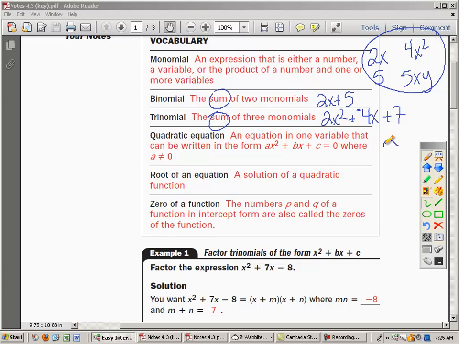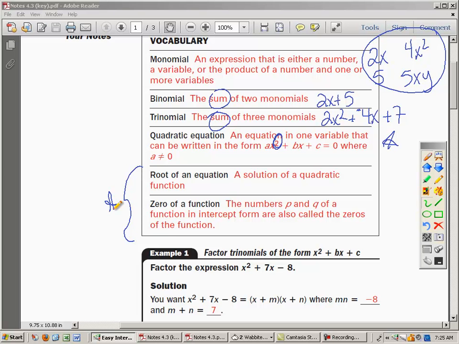All right, we already have this definition. A quadratic equation is any equation that can be written in the form ax squared plus bx plus c equals 0, where a is not equal to 0. And again, the key term here is that it has an x squared term in it, as long as that leading coefficient is not a 0.